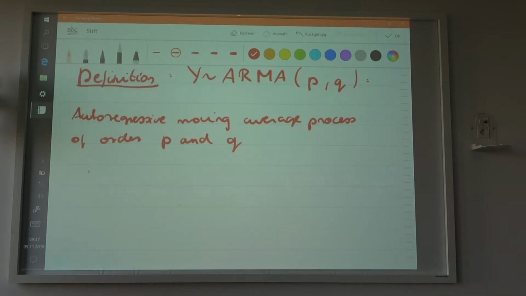So basically, the process will look like this. Here you have y_t, and this is going to be equal to the constant, plus a1 times y_{t-1}, then plus a2 times y_{t-2}, then this goes on, until you have a_p times y_{t-p}. So this is the autoregressive part.